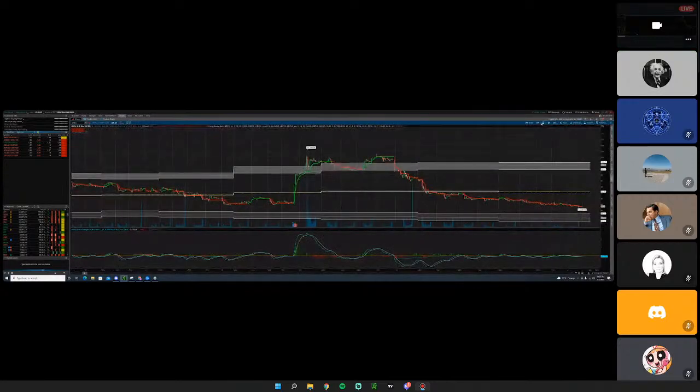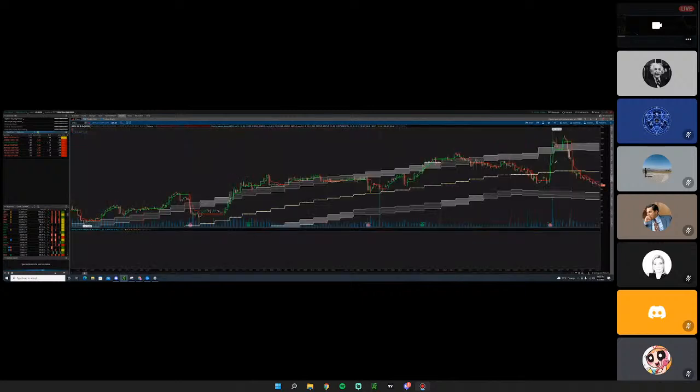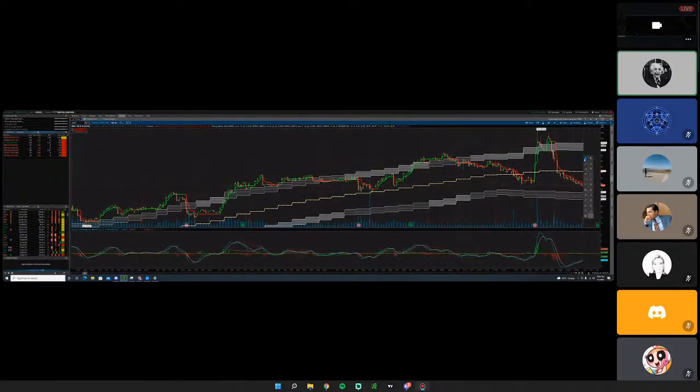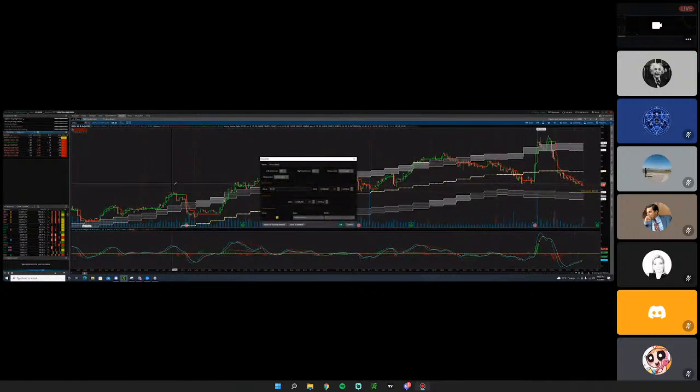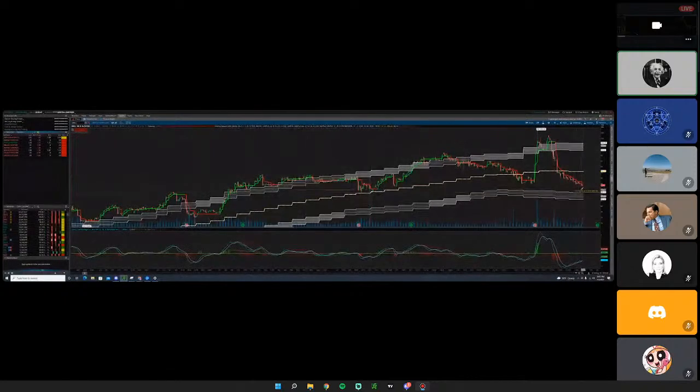So here. It's very close to the weekly bottom, which would be your magnet here. So this will be a nice area to scoop up some calls. And I'm not talking about weekly calls. I'm more talking about getting March or April calls on this.